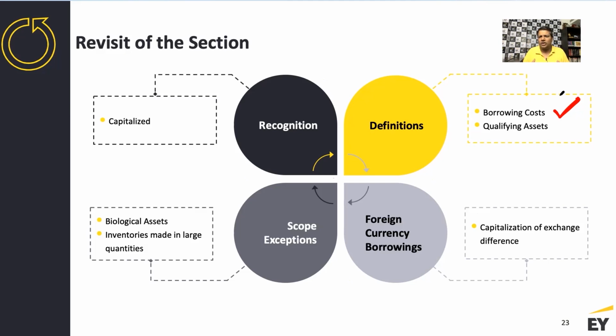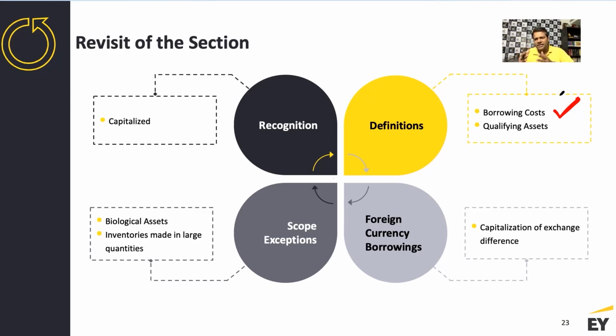Here under Ind AS 23, we're trying to determine how much of that cost can potentially form part of the capitalization. There are certain scope exclusions which we talked about. A biological asset which is accounted for at fair value under Ind AS 41 will not be a qualifying asset. If inventory is made in large quantities on a repetitive basis, it is also not an eligible qualifying asset. So there are scope exclusions.